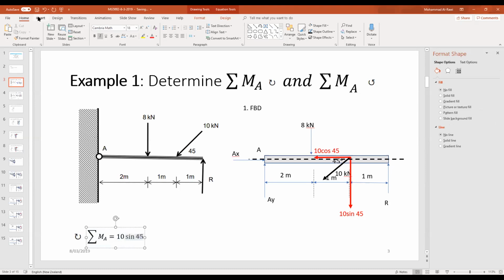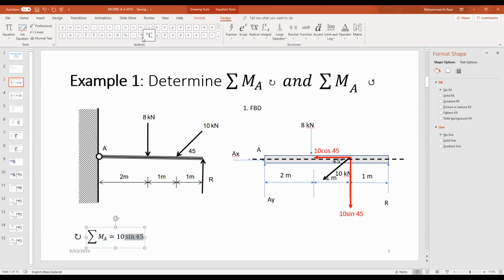Please make sure to insert the degrees, because we may confuse ourselves and then find we are solving the question in radians, which is not correct. Now this itself is a force. What's missing? Tan sine 45 is a force, so we take the component times the distance. Perfect. So what's the distance?